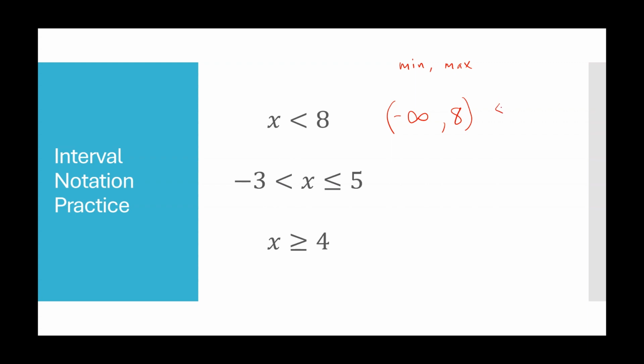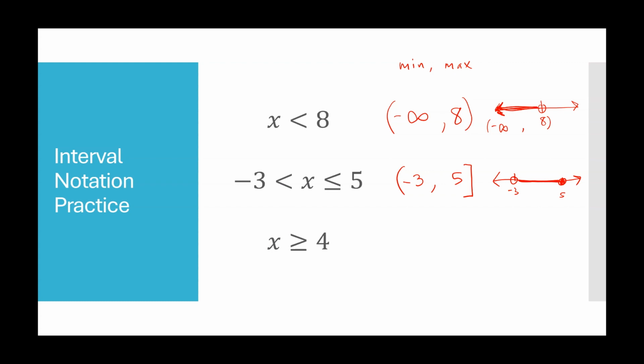Another thing you can do, if it helps you, is draw the graph first and use that graph to help you do your interval. Here I've got x is in between -3 and 5. So -3 is my min and 5 is my max. And now let's see what's included. -3 is not included, round bracket. 5 is included, square bracket. My graph of this would look like round or open, closed, and shade in between.